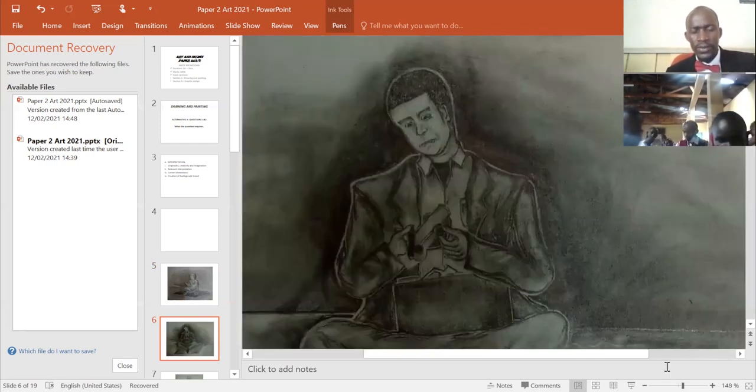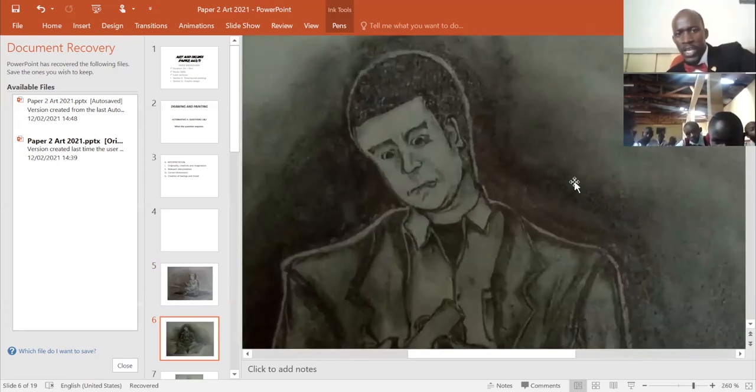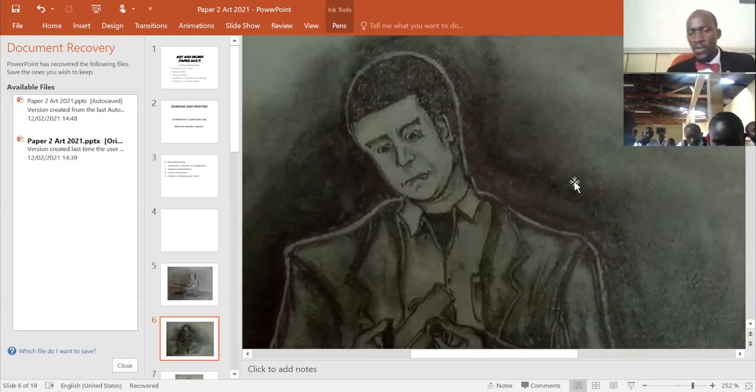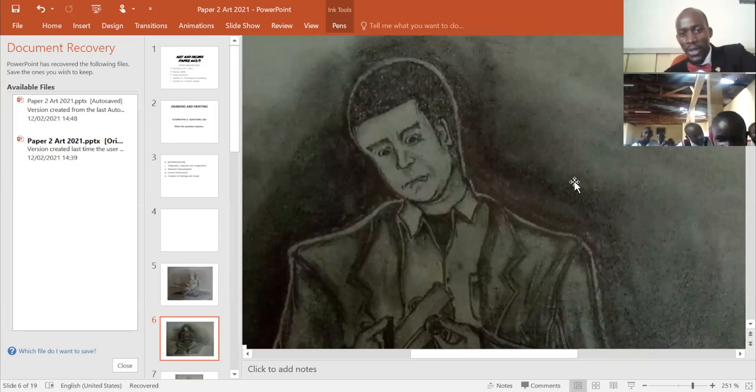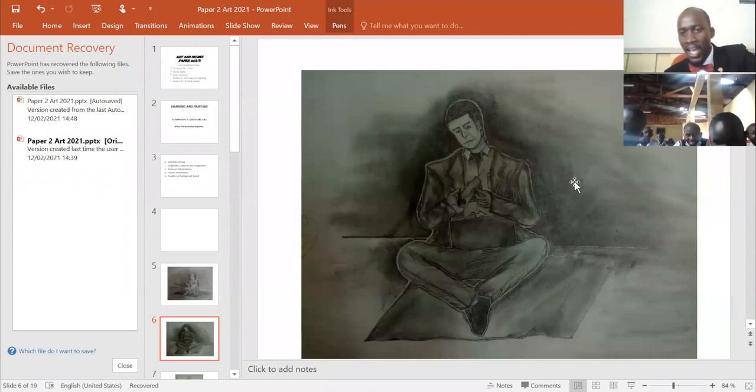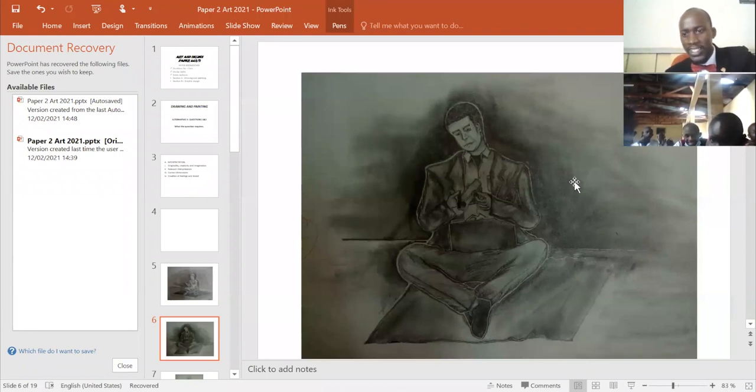Interpretation. We are talking about a child, isn't it? Yes. If you're looking at that face, is that the face of a child or an adult? An old man. Ni mzee, si ndio? Mzee. Huyu ni mzee sana, hata vile anakaa mzee, vile anacheza na toy. Isn't it?